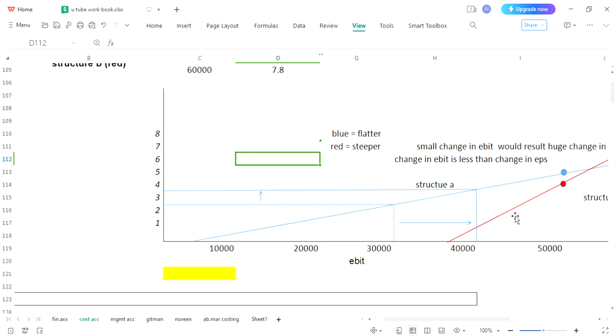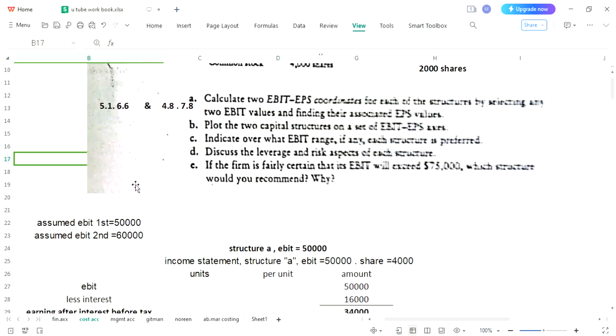But over the red line, you will make a smaller change in EBIT, with which what will happen? A huge change will come in your EPS. Now we will conclude by getting this point.